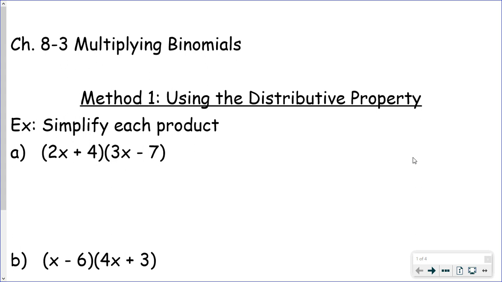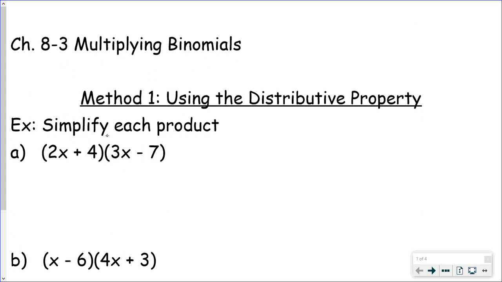This lesson is on multiplying binomials. In order to do this, you already need to know the rules for working with powers, so multiplying powers and dividing powers and those sorts of things. If you haven't learned those, you should go watch a video on those. I'll give you a link up here in the upper right-hand corner.